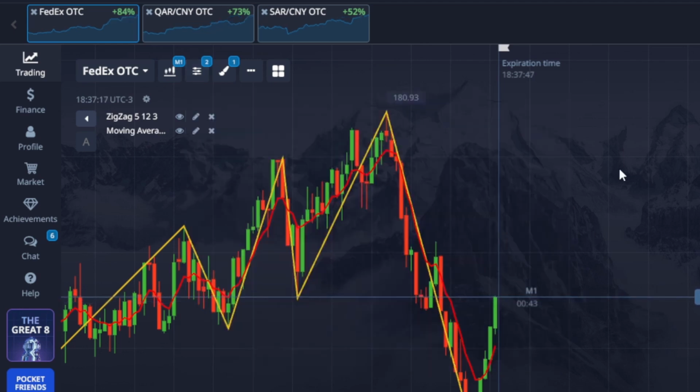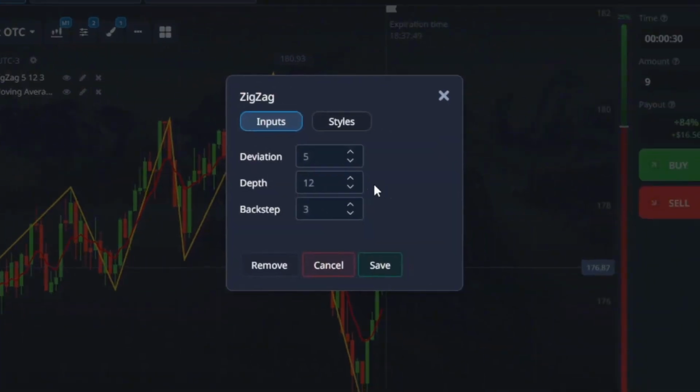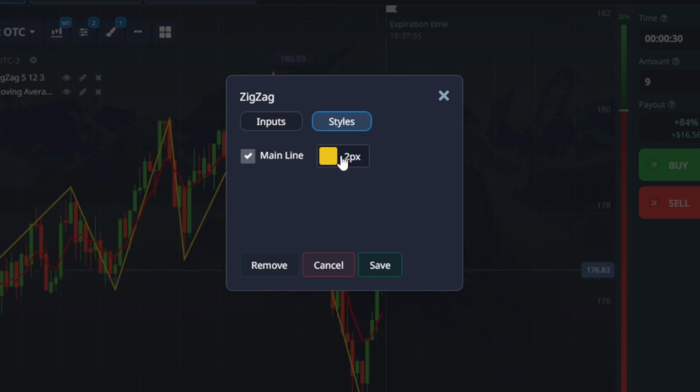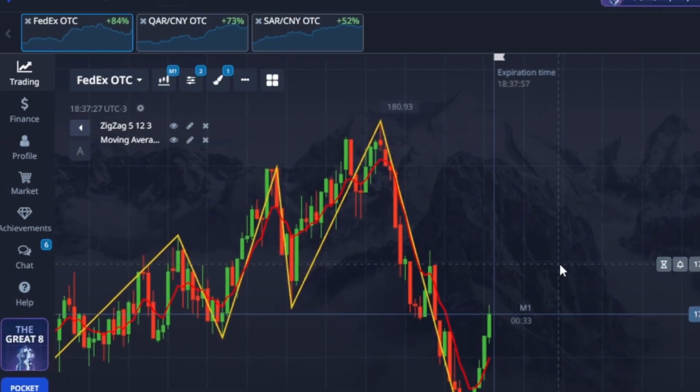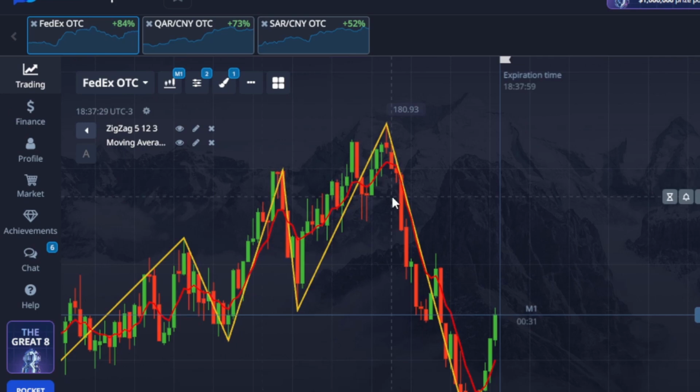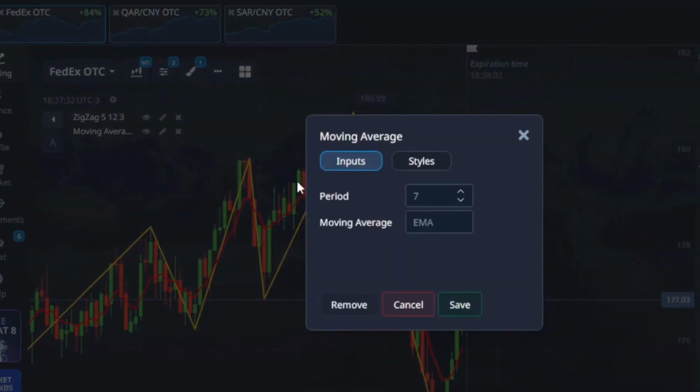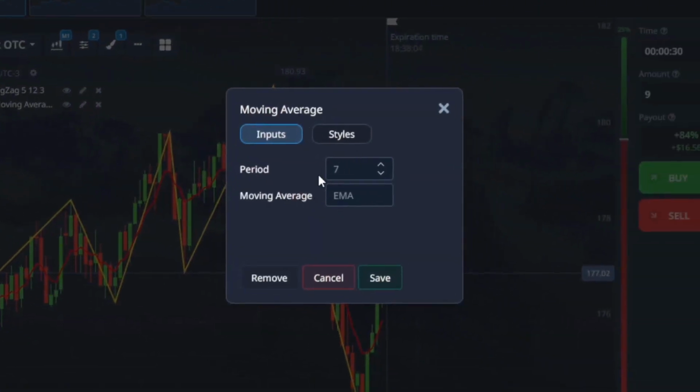Well, we're going to detect the trend first. What indicator are we going to use? Zig Zag, we're going to use this configuration. Okay, the styles. All right, this is the full configuration, guys. Let's go to the next one. And now the moving average. Style, in this case, I put the red color. You can put the color you choose, and the trend thickness.